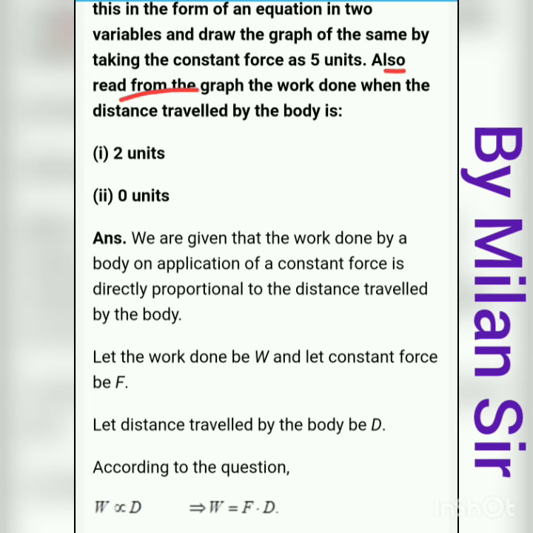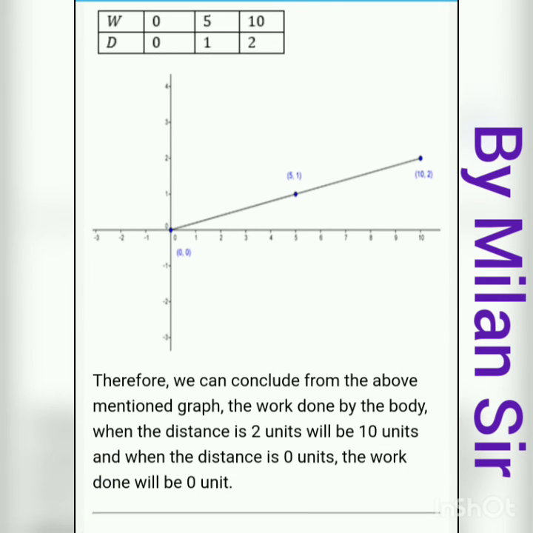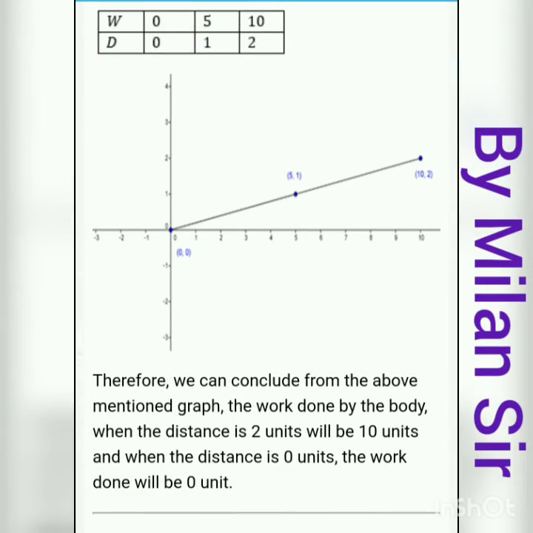Also read from the graph the work done when the distance traveled by the body is 2 units and 0 units. Okay, W and D. Now we have two variables in total, right? W and D. So this is your W, and this is your D. W is on the X axis and D is on the Y axis.